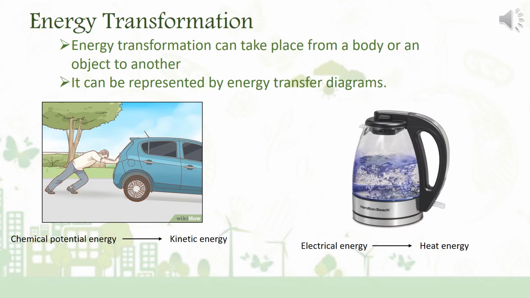The next picture is showing an electrical kettle. What is happening here? The electrical energy is transferring from the wires to the kettle, and it is heating the coil of this kettle. Then the electrical energy is converting to heat energy. Therefore, the water is boiling.